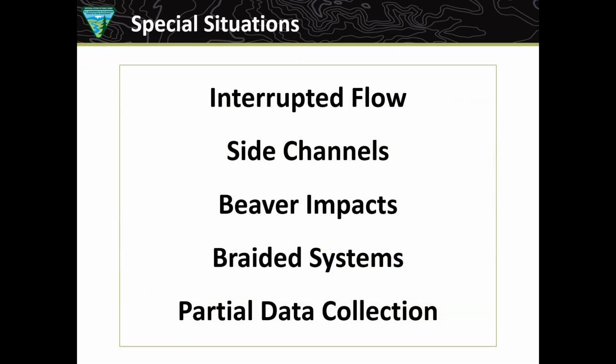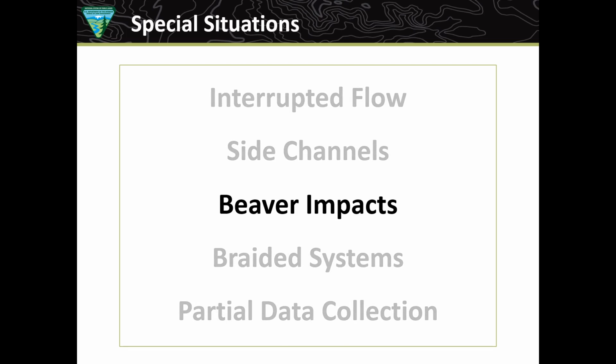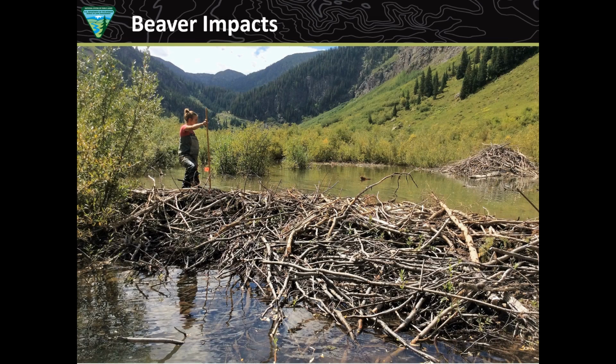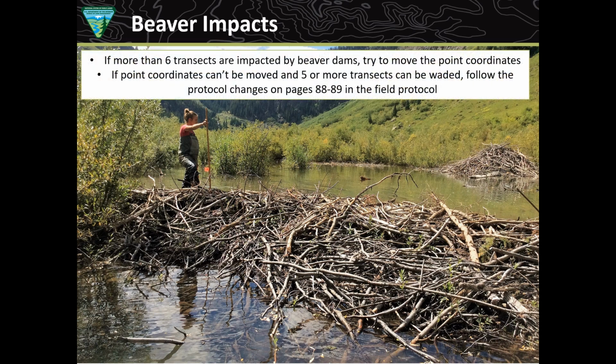The next special situation covered in this video are beaver impacted reaches. Although beaver dams have many positive effects on aquatic systems, they can make sampling and wading sites very difficult. If more than 6 transects are inundated by beaver ponds, one should try to move point coordinates so that 5 or more transects are not impacted by the beaver ponds.